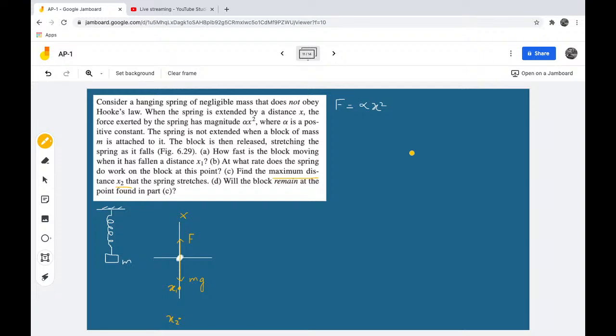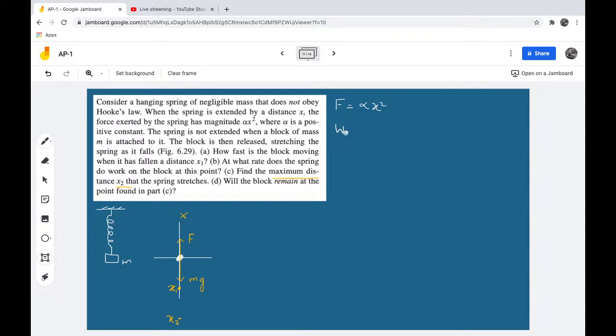So F is equal to alpha x square. We can see that there are two forces working as this is going to descend in the downward direction. Let's say that it descends by an arbitrary distance x. Remember, x1 and x2 are the specific distances. I take an arbitrary distance x to solve my problem. So the work done by the elastic forces as it descends by an arbitrary distance x can be determined.